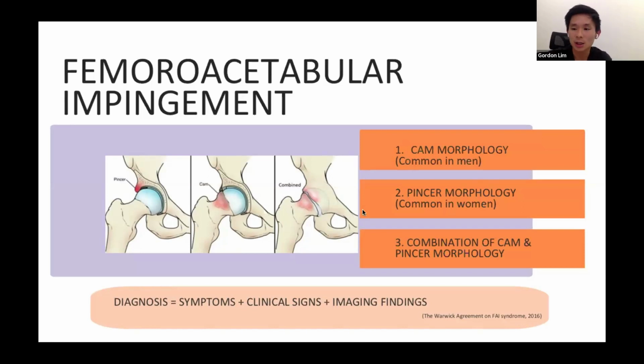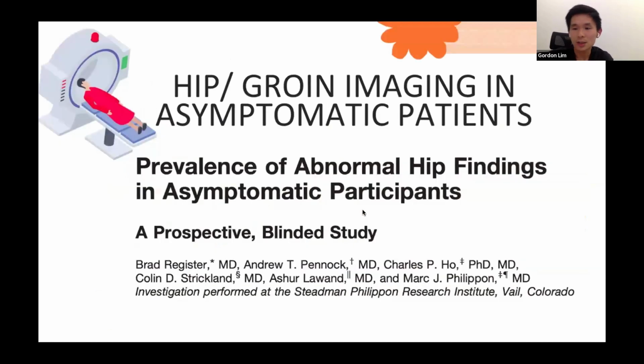And this is because there are studies such as Register et al. that found that MRIs of 73% of asymptomatic patients revealed abnormalities. So labral tears were found in as many as 69% of these patients. There are also many other similar studies that show abnormal hip imaging findings in asymptomatic patients. Hence, a triad of symptoms, clinical findings, and imaging findings is important in the diagnosis of FAI.